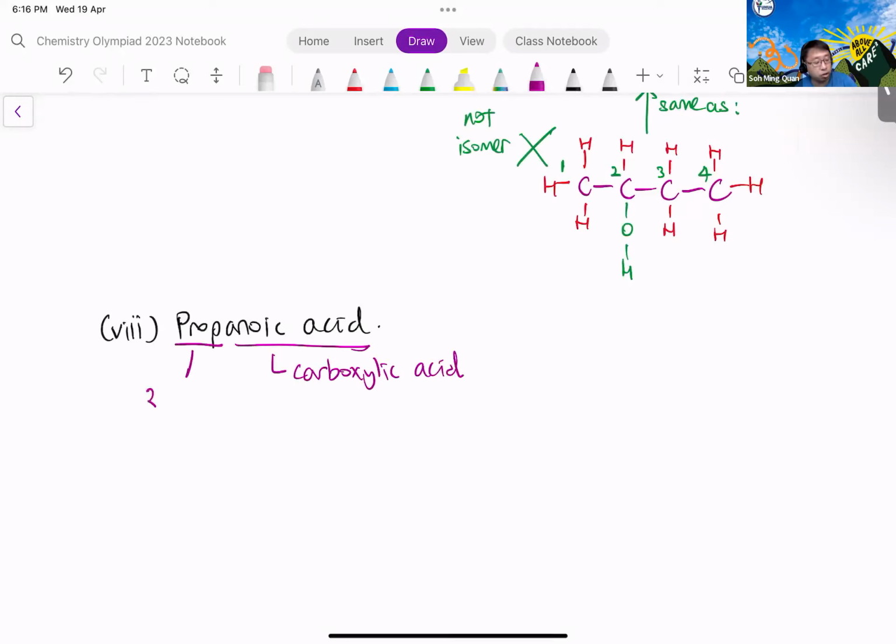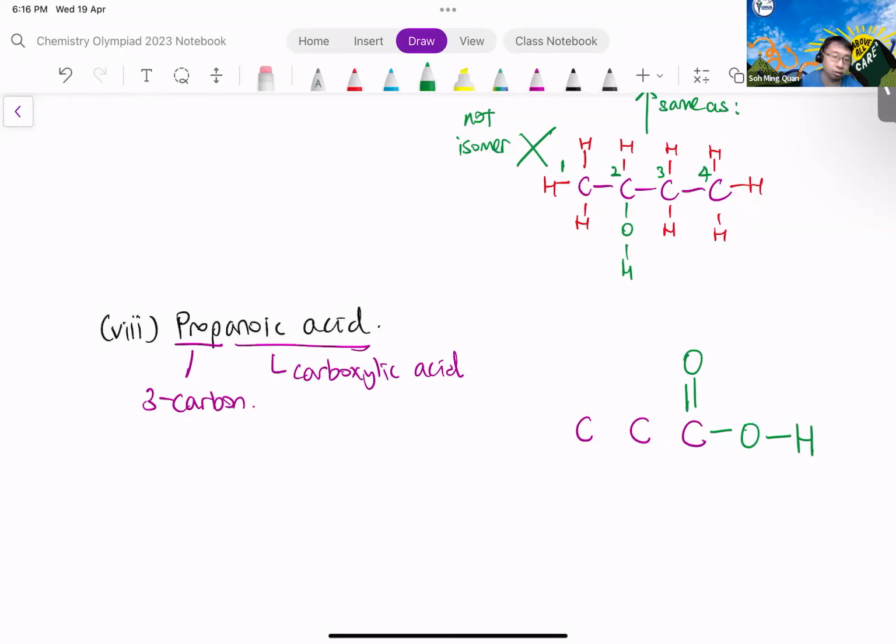Next, prop means 3 carbons. And this is where you need to be absolutely very careful. There are 3 carbons. However, what is the functional group of a carboxylic acid? If you flip back a few pages, page 3, I think, the functional group of a carboxylic acid is C double bond O OH.